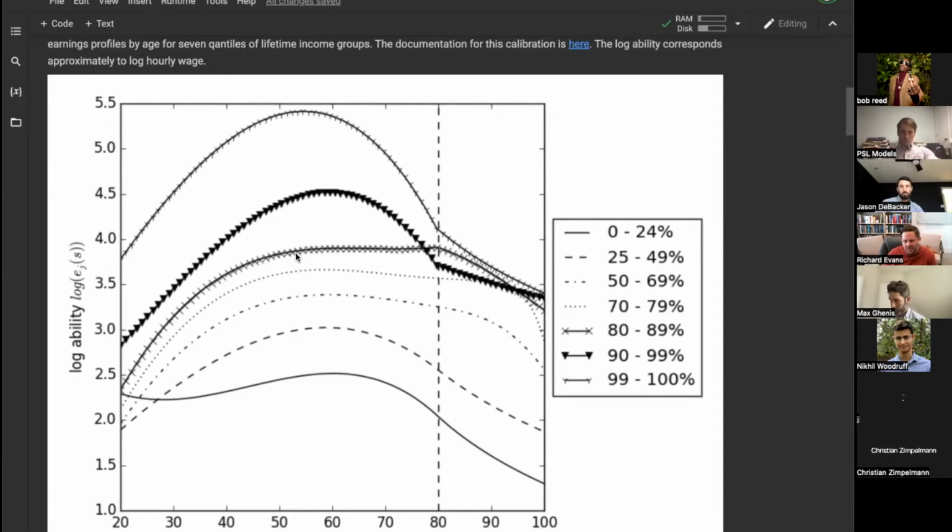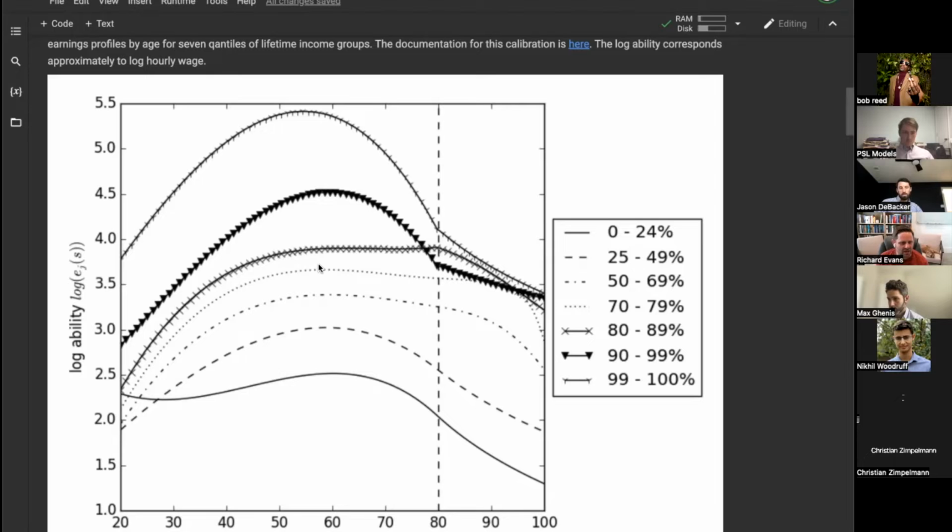In the OGUSA model, we have ages that also include 80 to 100. So that vertical dotted line shows you where the data end, and we needed to impute these paths after that point. Before I go on, the 7 different lines are different lifetime earnings percentiles.